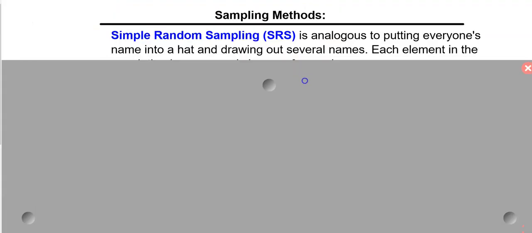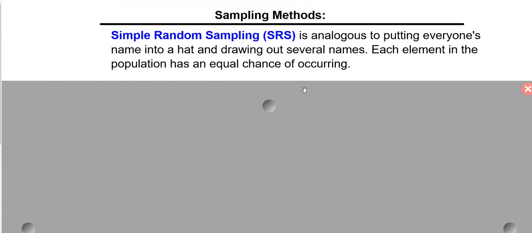There are different types of sampling. The most basic, and really one of the best if you can do it, is a simple random sample. This is the idea of putting everyone's name in a hat and drawing out. Each element has an equal chance, so it's really fair that way. And because it's random, it usually ends up being a pretty good sample.